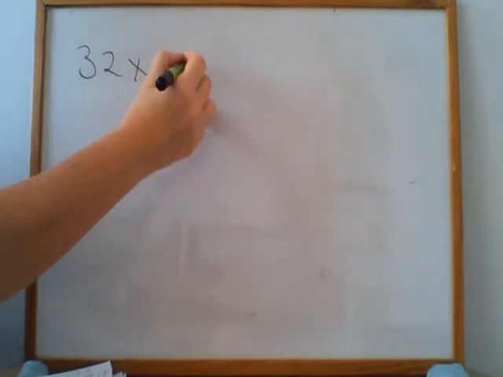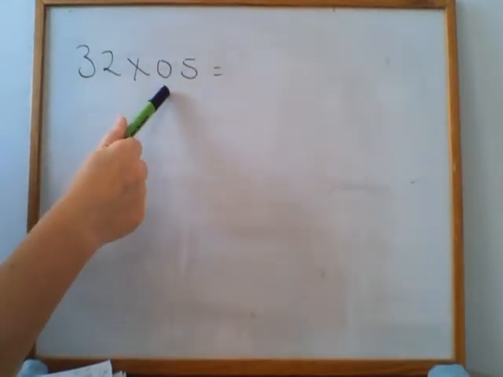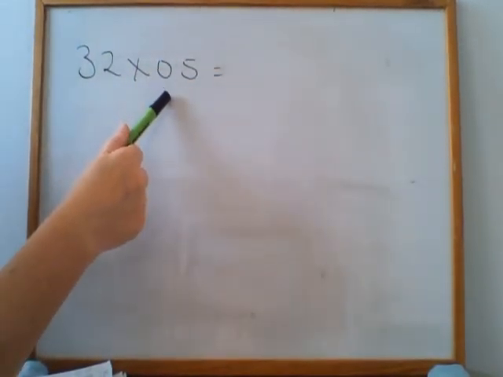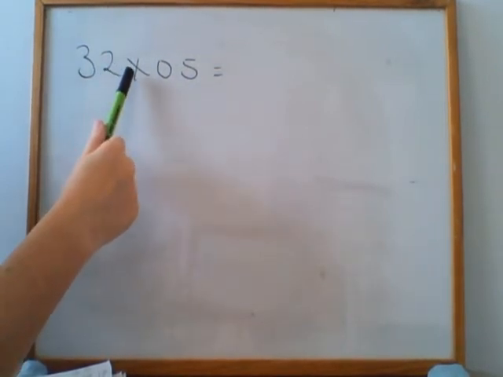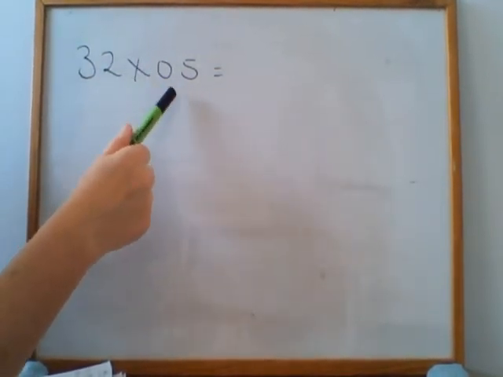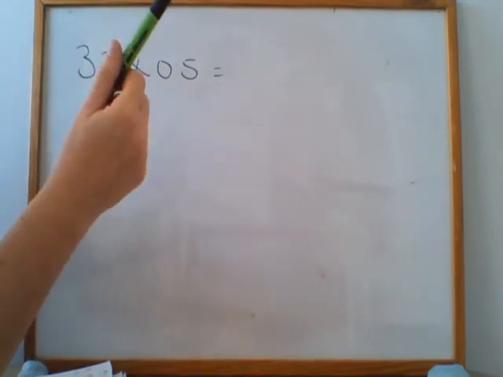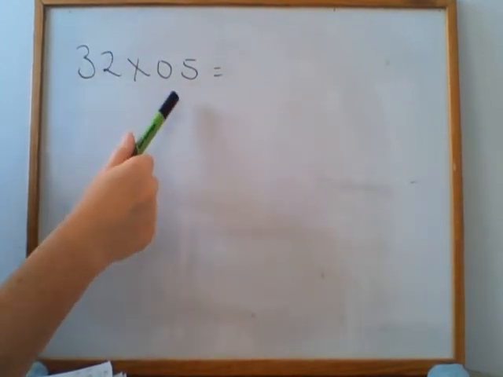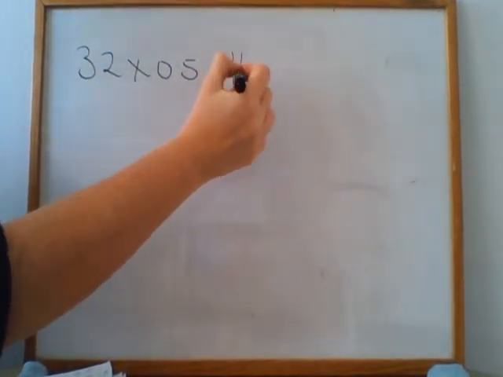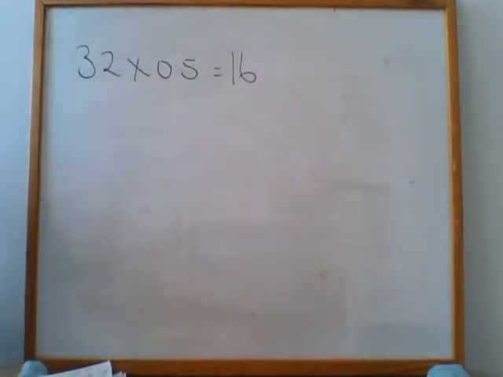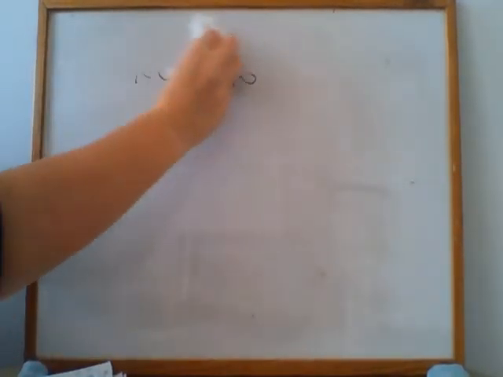Okay, number 8 is 32 multiplied by 0.5. Okay. 0.5, you should all know, is a half. So this is asking you to multiply 32 times a half, or a half of 32. So if you say it like that, a half of 32, you should all be able to do that a lot easier. 32 multiplied by a half is the same as saying half of 32, so your answer there is 16.